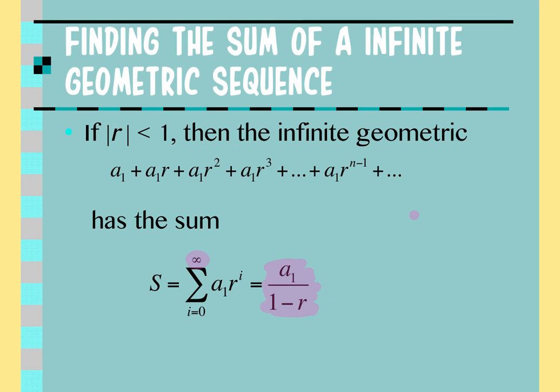This only works if the absolute value of r is a fraction that is less than 1. So you cannot do this if r is bigger than 1, okay? We absolute value it because it doesn't matter if it's positive or negative, but it cannot be bigger than 1, and it cannot be less than negative 1. Has to be a fraction, not improper. And that's why you can do it.